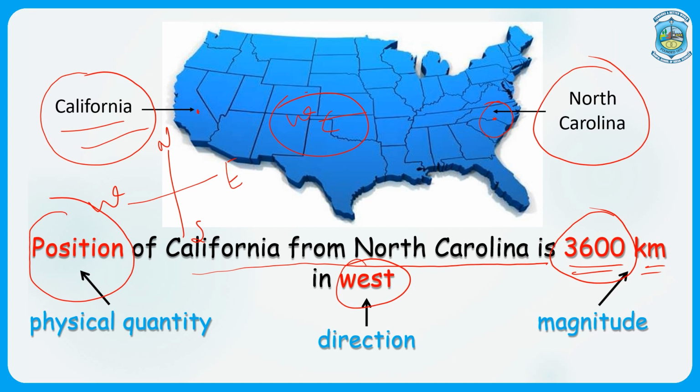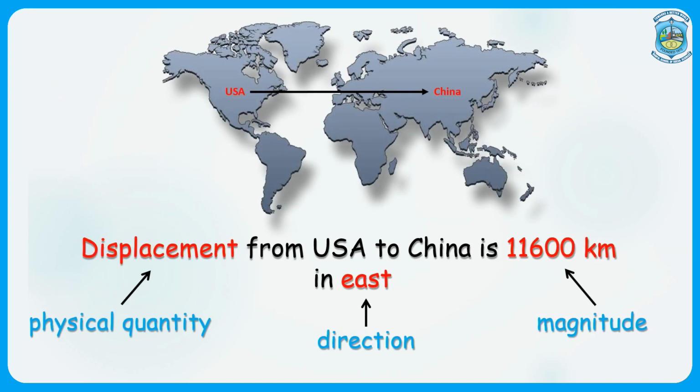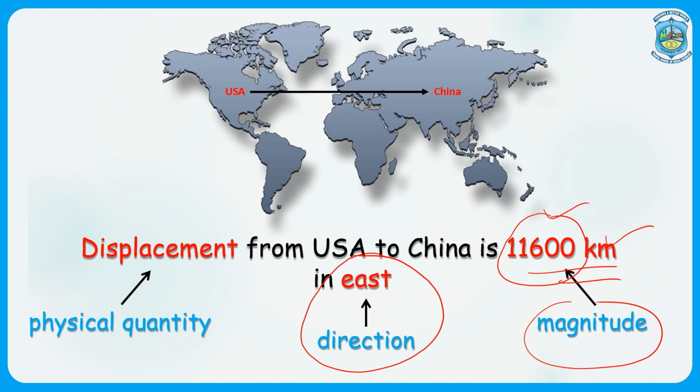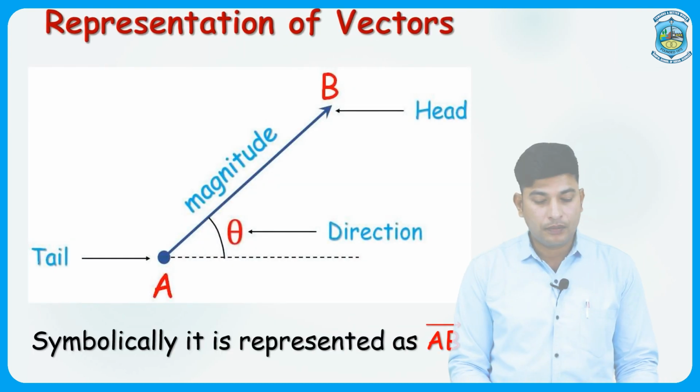So position is a vector quantity, which requires magnitude as well as direction. Another example: the displacement from USA to China is around 11,600 kilometers. This is the magnitude, value and unit, followed by the direction, east. Imagine if we go west, we will not reach China, we will land somewhere else. Taking USA as a reference point, the displacement from USA to China is around 11,600 kilometers in the east direction. These are examples of scalar and vector quantities.